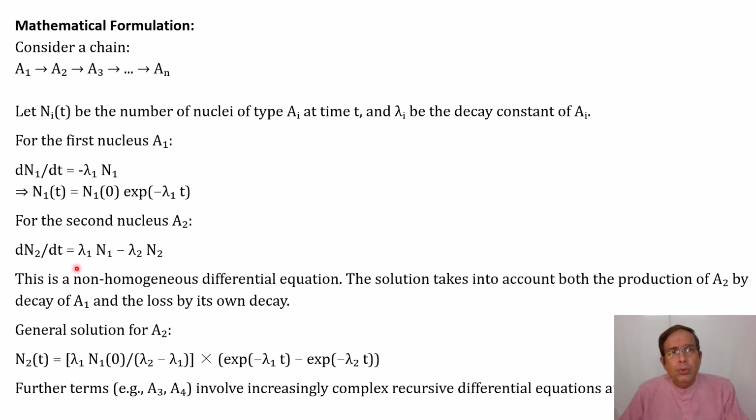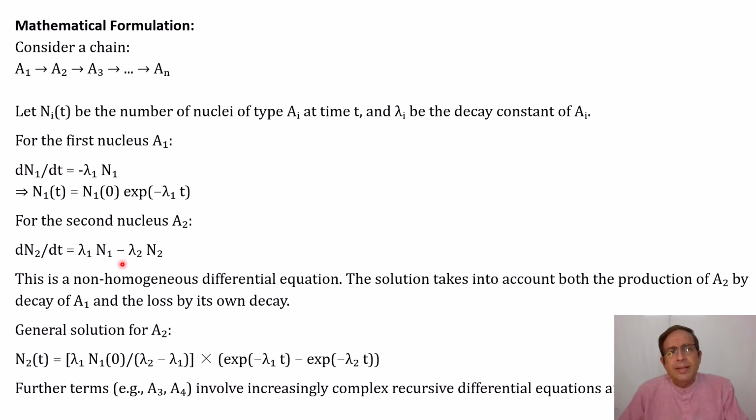So there are two terms here, lambda 1 N1, which tells us that A2 is increasing by this much amount, because the formation of A2 is just equal to the decay of A1. The number of nuclei that are decaying for A1 would be the same as the number of nuclei that are forming for A2. So this term lambda 1 N1 tells us the formation of nucleus A2 due to the decay of A1.